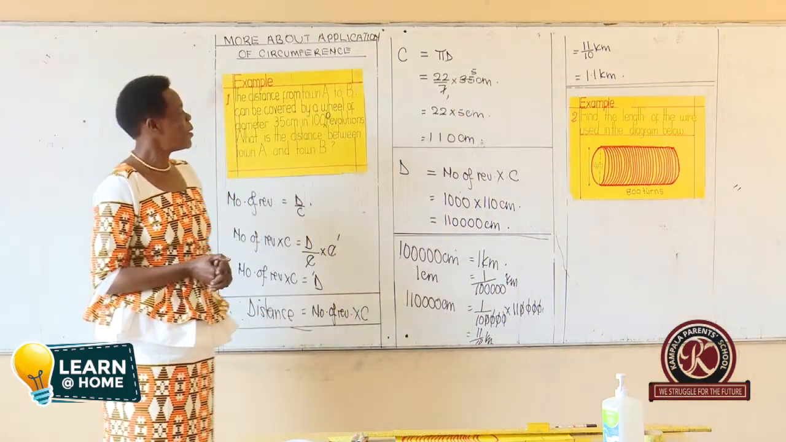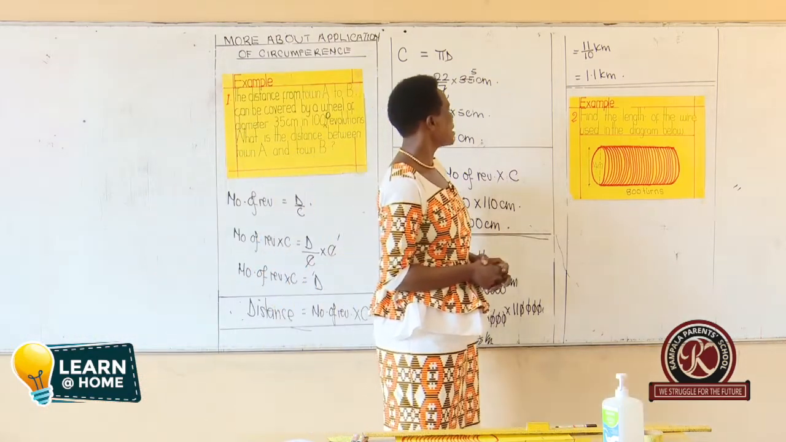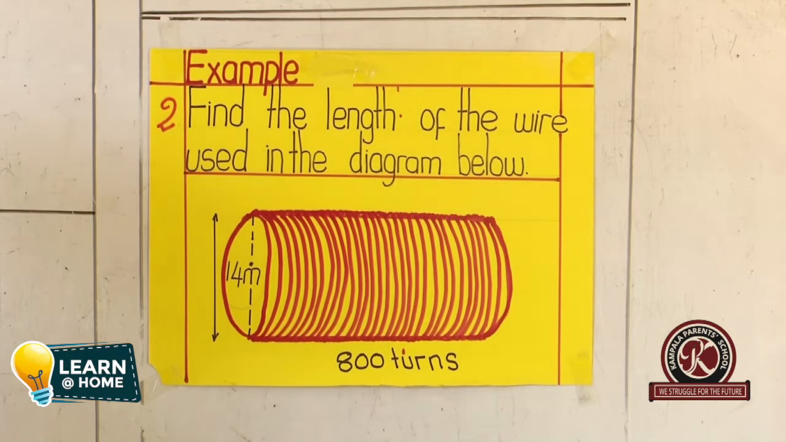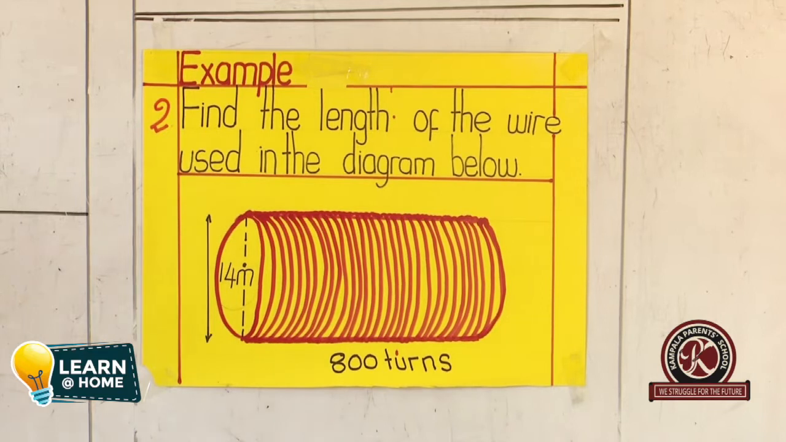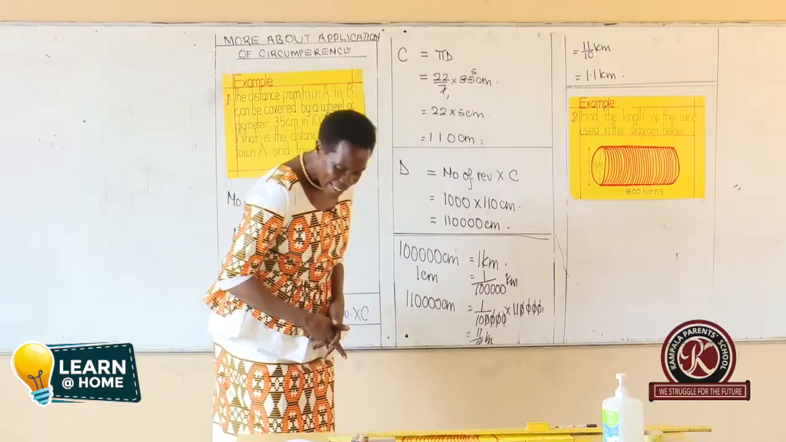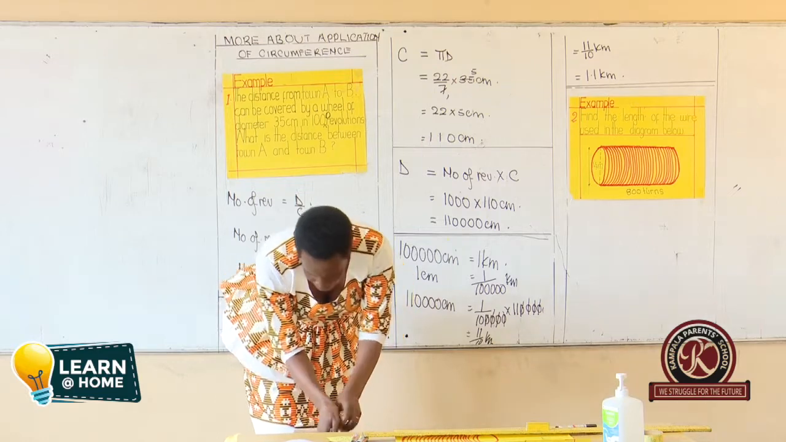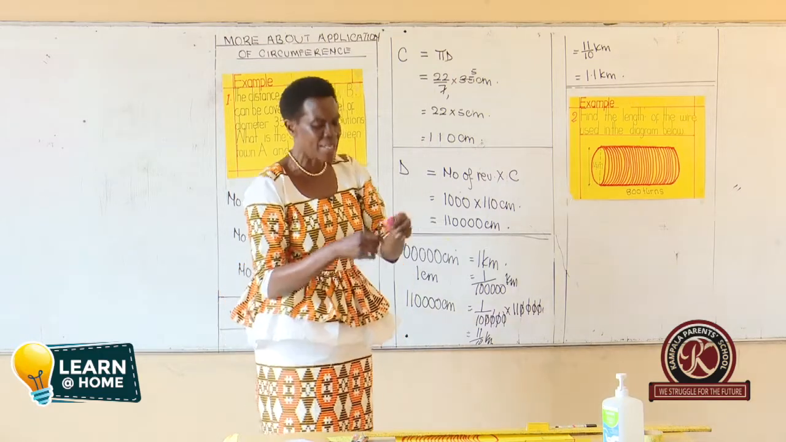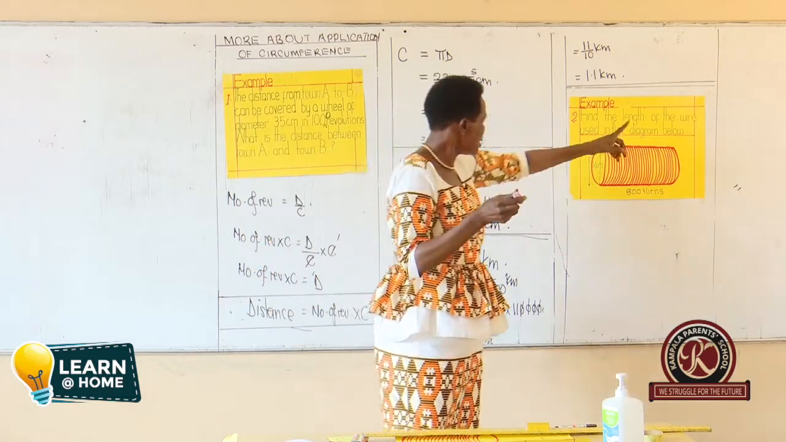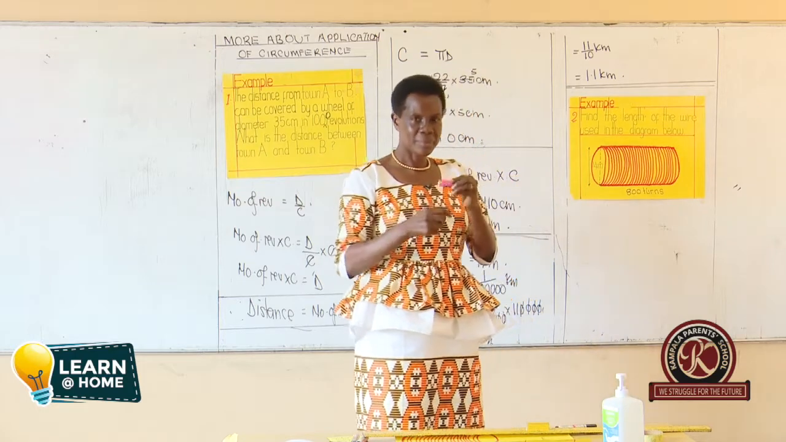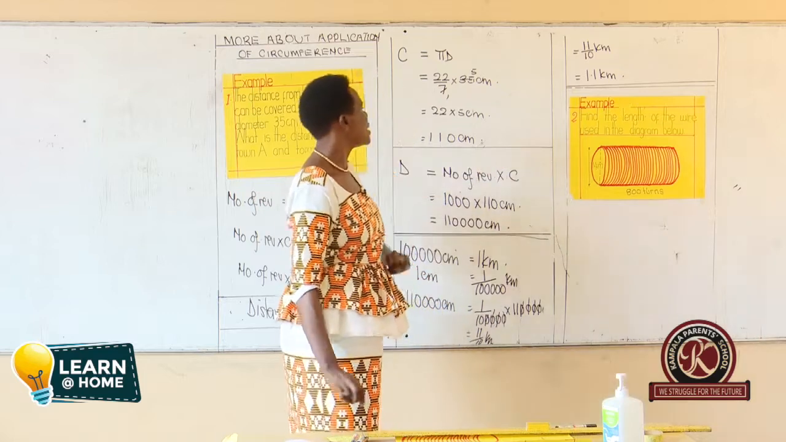I have another number on the board. Find the length of the wire used in the diagram below. The first day when I was here, I gave you this. This is the thread. But this one, the difference is this is the wire. That is exactly what I'm bringing here.